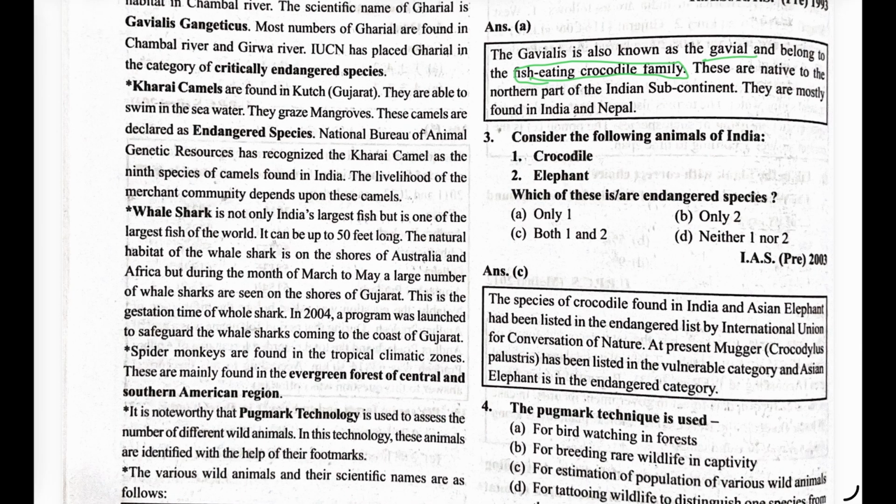What is the flagship animal of India? Crocodile, elephant. Which of these are endangered species? So both crocodile and elephant are endangered species.